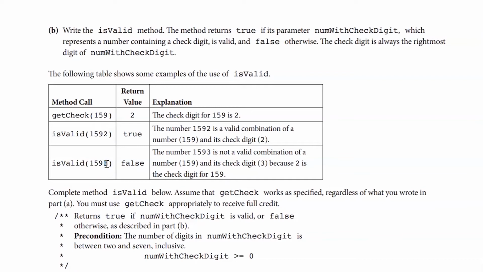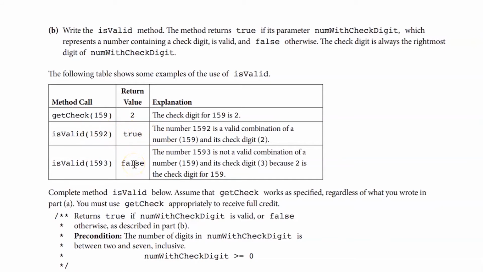So let's rephrase this for ourselves, right? What's basically happening here is we're looking at a number and we're saying, is the rightmost digit the correct check digit for all the other numbers? Or for everything on the left-hand side of that last digit? If it is, we say true, and if it's not, we say false.